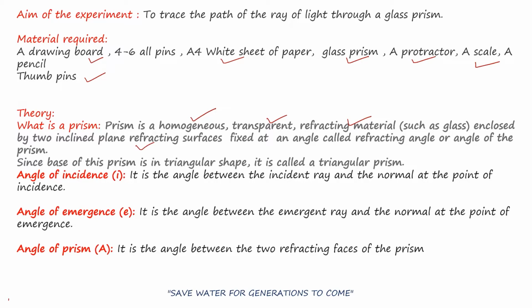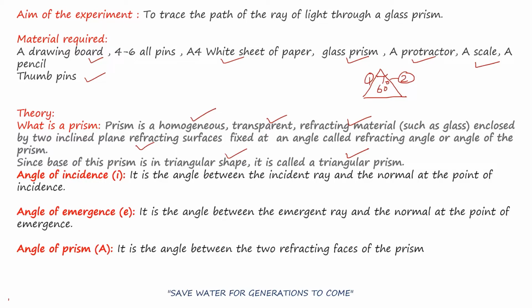So here two plane refracting surfaces are there. This is one and this is the second refracting surface here. Since the base of the prism is triangular in shape, it is called a triangular prism here, right? And this angle is called the angle of prism because these two refracting surfaces are fixed at an angle. In the prism which we are going to use, this angle of prism is 60 degrees.